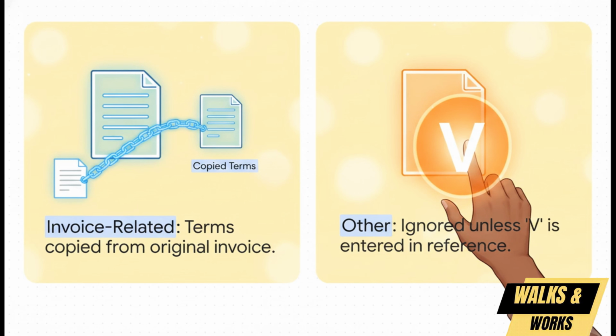The system neatly copies the payment terms right over, meaning both the invoice and the memo are due on the exact same date. Smooth, right? But if you have what they call other credit memos, standalone ones not linked to an invoice, the system ignores standard payment terms and makes them due immediately on the baseline date. To actually activate payment terms for those standalone memos, you have to manually enter a V in the reference field. It's a very precise manual trigger overriding a highly automated system.